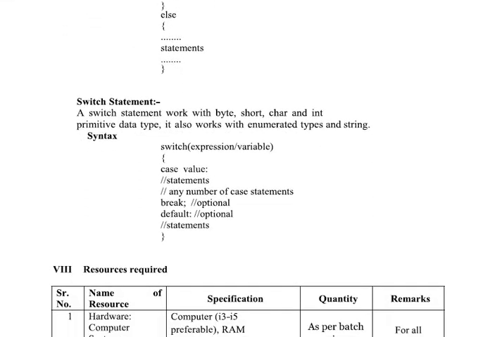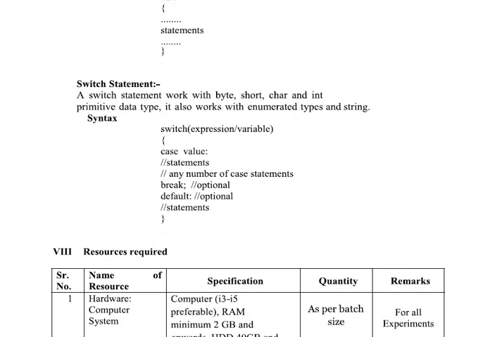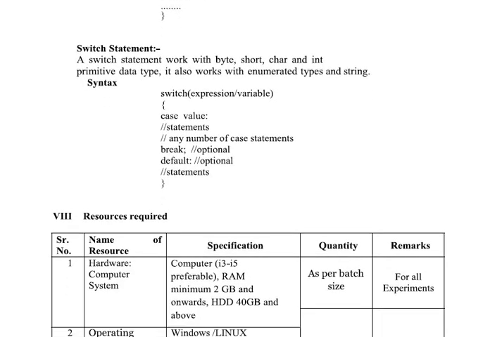Now we will see the syntax of the switch statement. A switch statement works with byte, short, character and integer primitive data types. It also works with enumerated types and strings. The switch has an expression or variable, case values, and any number of statements. Here we are using the break statement. If the case value matches the expression or variable, it will execute the statements written under that case value. Break is used to stop the execution and come out of the switch statement. And default is an optional statement.